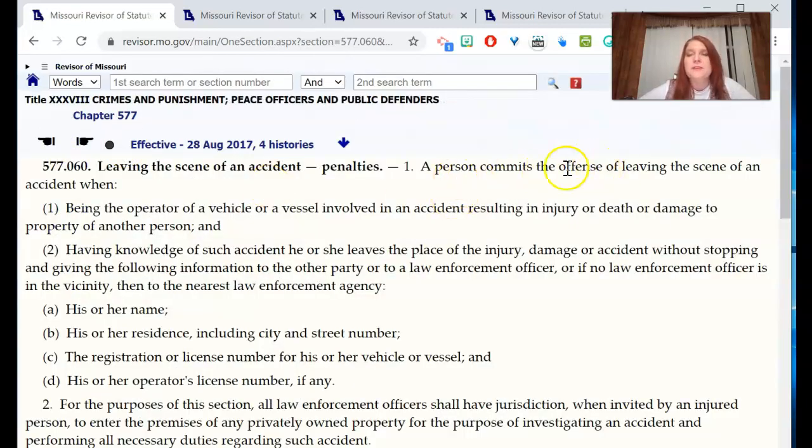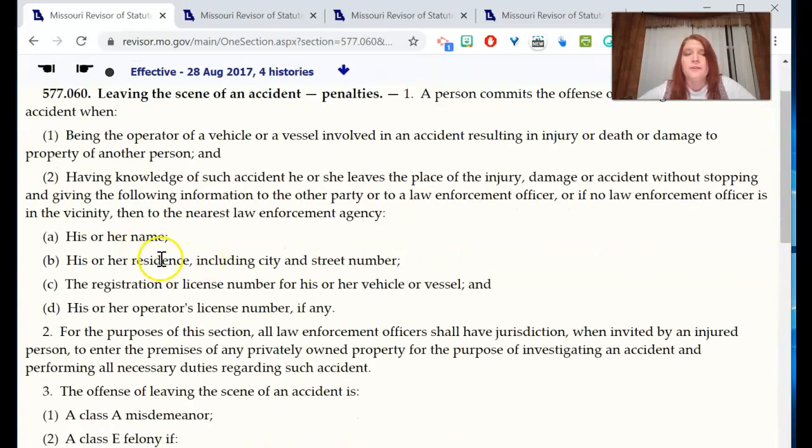A person commits the offense of leaving the scene of an accident when, 1, being the operator of a vehicle involved in an accident, resulting in injury or death or damage to the property of another person, and having knowledge of such accident, he or she leaves the place of the injury, damage, or accident without stopping and giving the following information to the other party or to a law enforcement officer, or if no law enforcement officer is in the vicinity, the nearest law enforcement agency. So it does say you could give the information to the other party. It doesn't mean you have to necessarily have the cops there, but you do have to give your information to the other party. Your name, residence, registration license number, your driver's license number, all of that stuff.